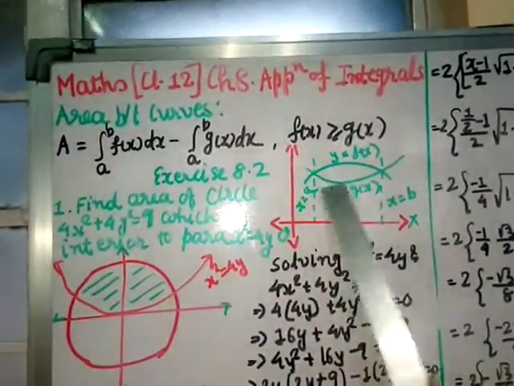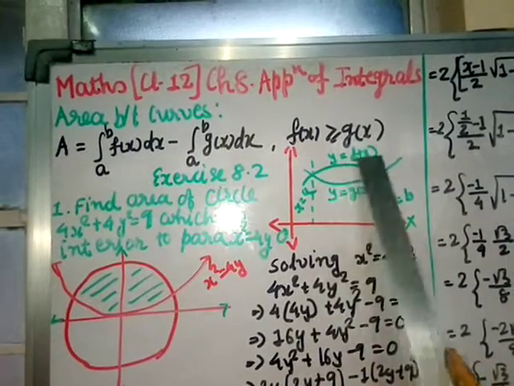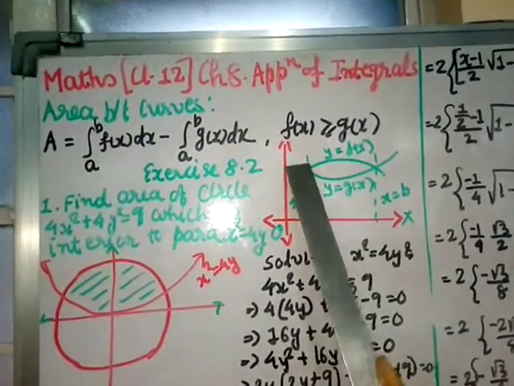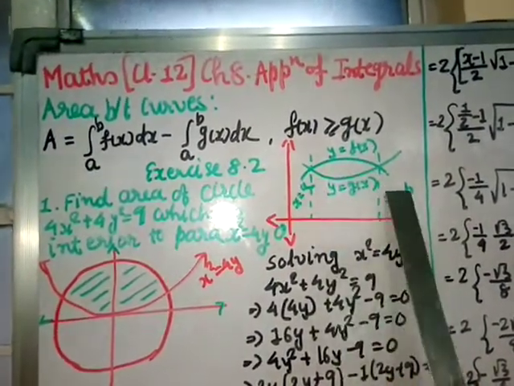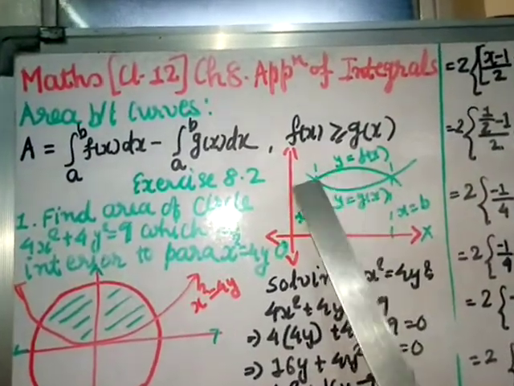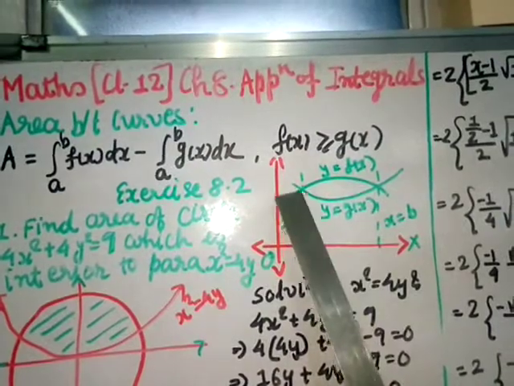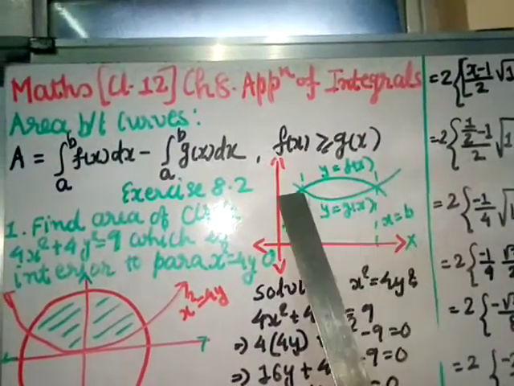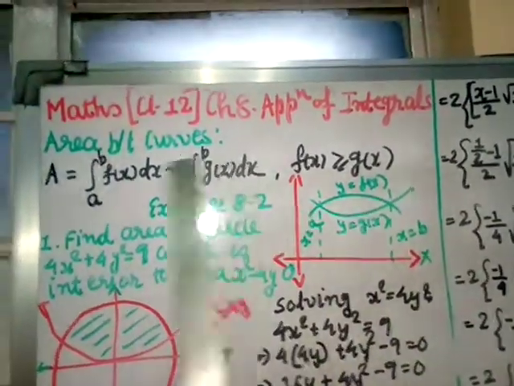These are the two curves: y is equal to f(x) and y is equal to g(x). The intersection points are x equal to a and x equal to b. We have to find this area. For that, we take the integral of this curve minus the integral of this curve between the two limits x equal to a and x equal to b. That is this formula.